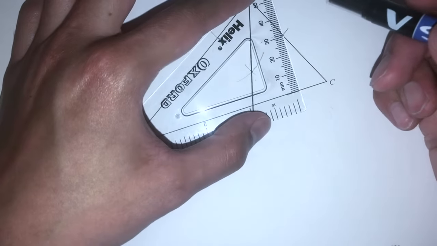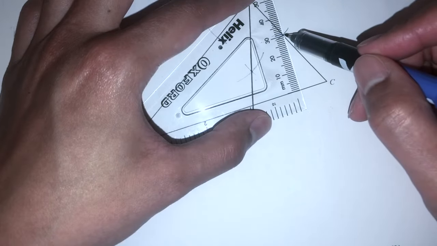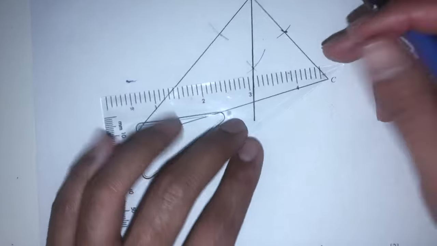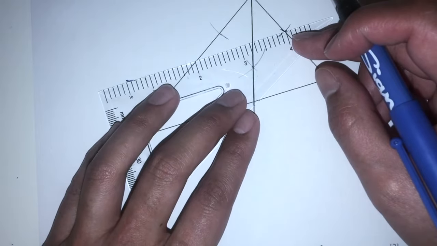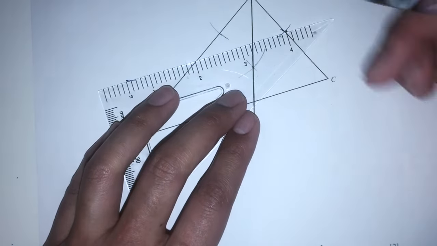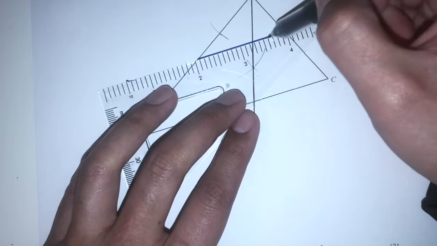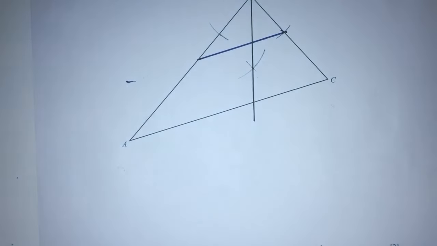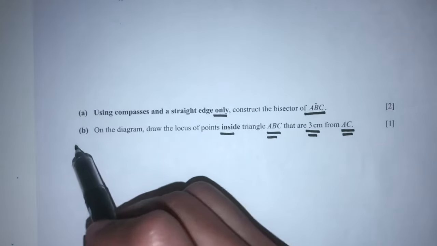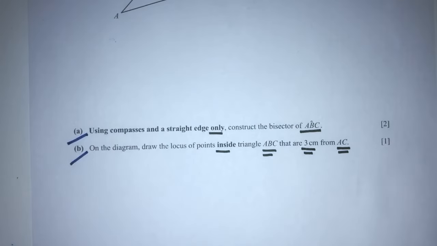Same steps here. 1, 2, 3. So we have to draw this inside only, so make sure that you don't go out. So this will be your answer for part 2. Okay, that is 1, 2, and that is all for question number 15.